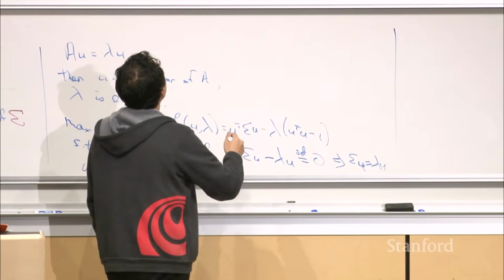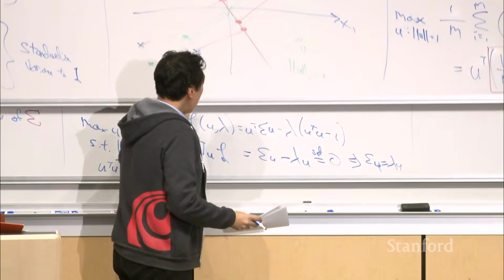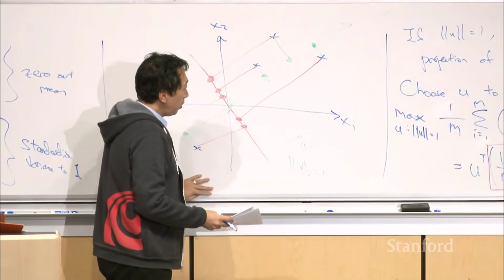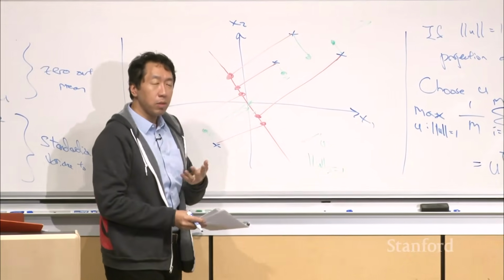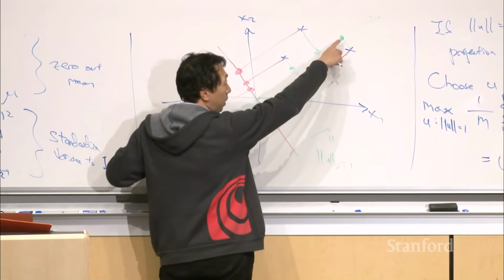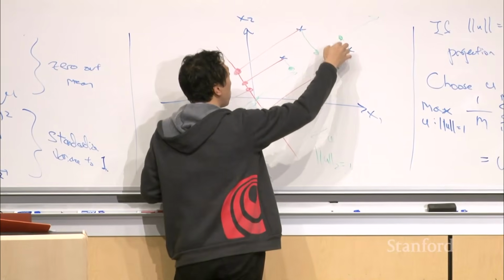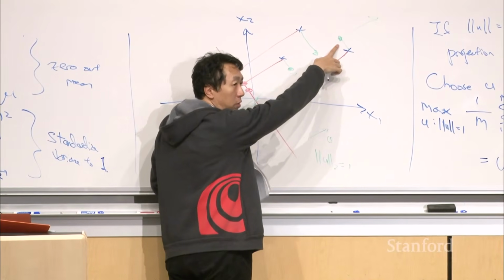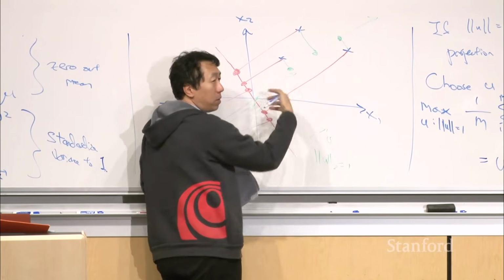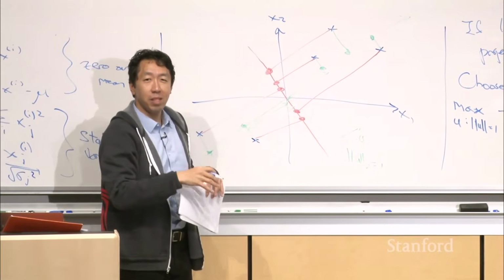Let's see. I gave two intuitions. One is maximize the spread of the green dots. That's what we just worked through. The other is minimize the squared distances between the blue crosses and the green dots. And it turns out these are equivalent, sort of by Pythagoras theorem, right?